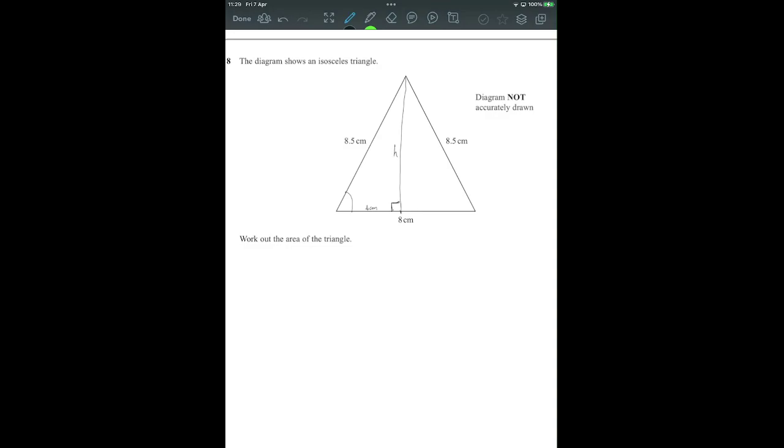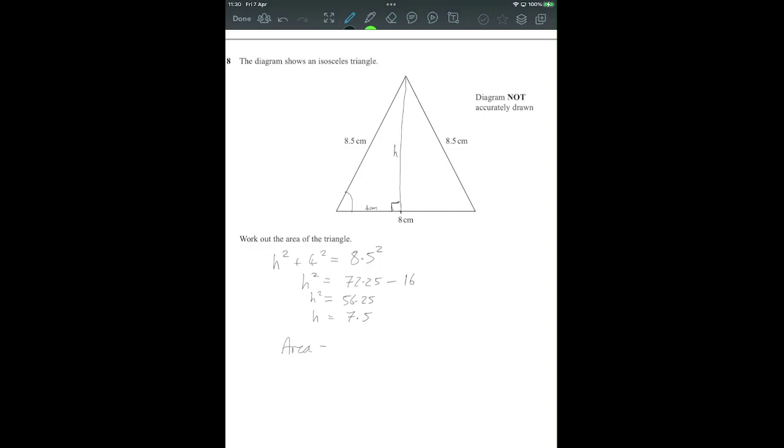Let's call this h. So Pythagoras says h squared plus 4 squared equals 8.5 squared. So h squared equals, that squared comes out 72.25. Subtract off the 4 squared. So h squared is 56.25. And therefore the height is the square root of that. Comes out nicely. Not always, very unlikely that happens, but it comes out nicely as 7.5.